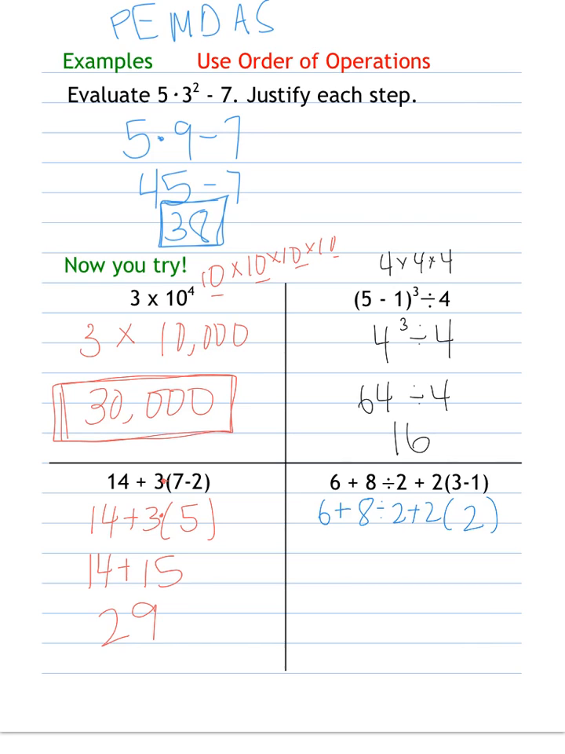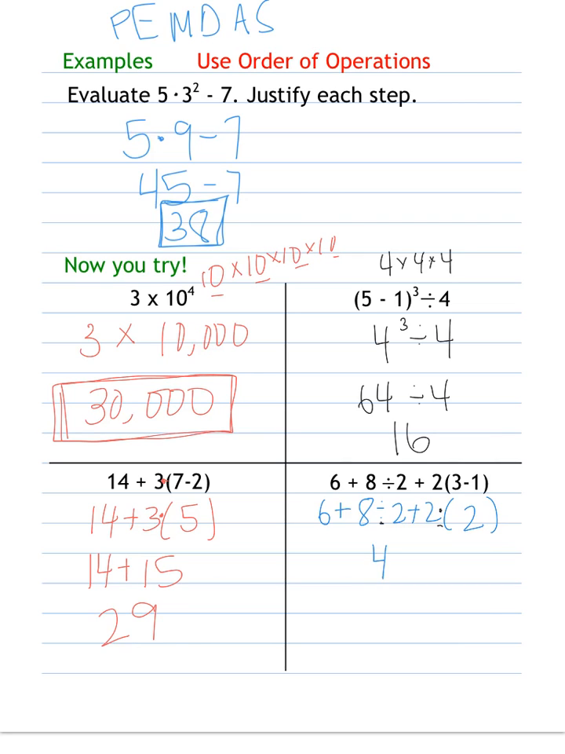Next says exponents. We don't have any exponents, so we move on to multiplication and division left to right. Well, we have a division symbol here, and we have multiplication here. Again, it's not shown, but we know it's attached, so that means to multiply. Well, order of operations says that we work left to right, which means that in this case we start with our division. Our 8 divided by 2, which is 4.